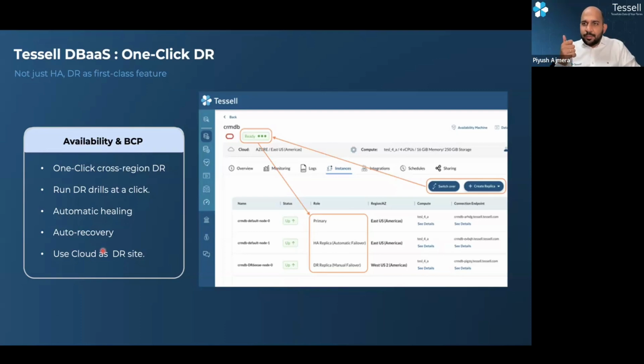You don't have to worry about what archive log, what was the SCN number when it failed over, whether the data has been copied over or not, whether the instance has been brought up properly or not. All of that is taken care of by the console itself.